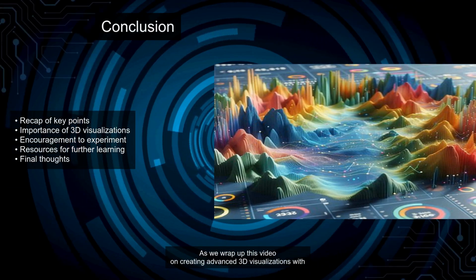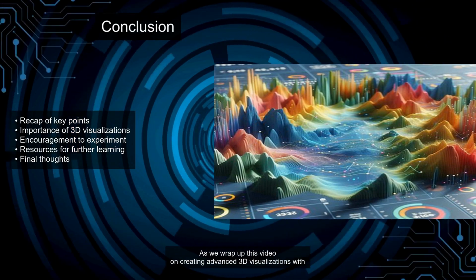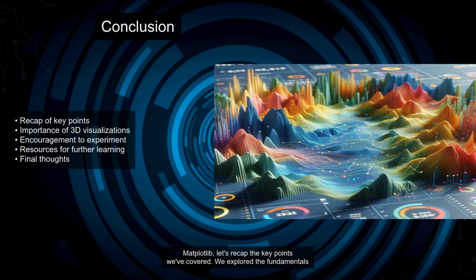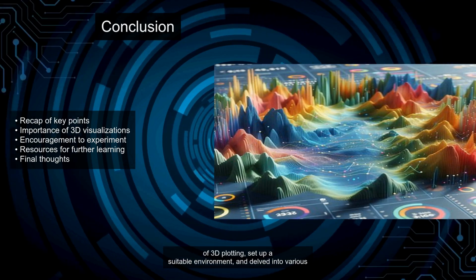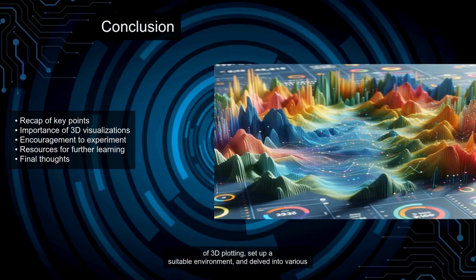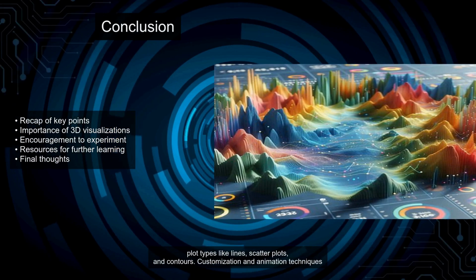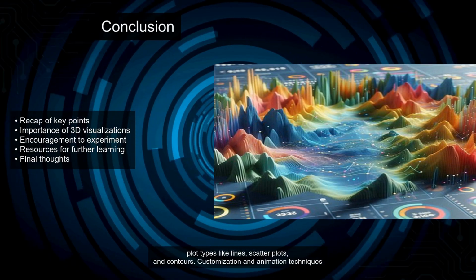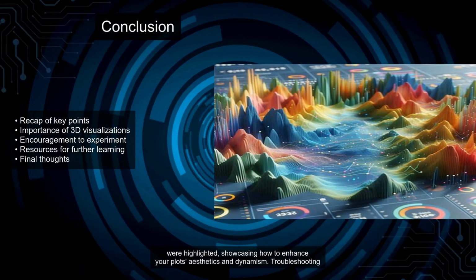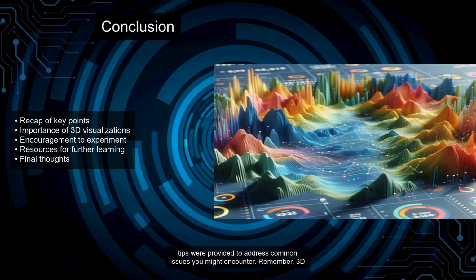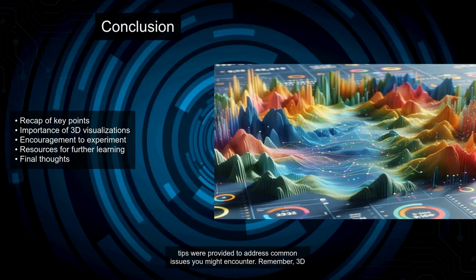As we wrap up this video on creating advanced 3D visualizations with Matplotlib, let's recap the key points we've covered. We explored the fundamentals of 3D plotting, set up a suitable environment, and delved into various plot types like lines, scatter plots, and contours. Customization and animation techniques were highlighted, showcasing how to enhance your plot's aesthetics and dynamism. Troubleshooting tips were provided to address common issues you might encounter.